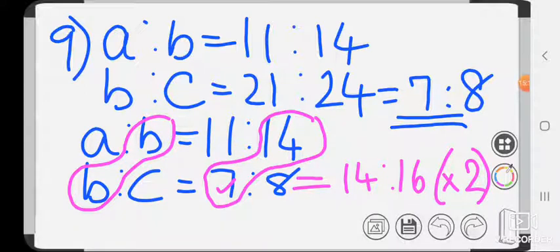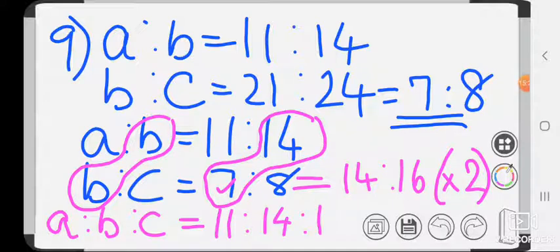So what is the answer we got? 14 is to 16. So what is the final answer? What is A is to B is to C? 11 is to 14 is to 16. Now both the terms B are the same, isn't it? First ratio B is 14, second ratio B also becomes 14. So for the final answer we can join both the ratios together and write it as 11 is to 14 is to 16. Is that clear to you? Let's move on to the next question.